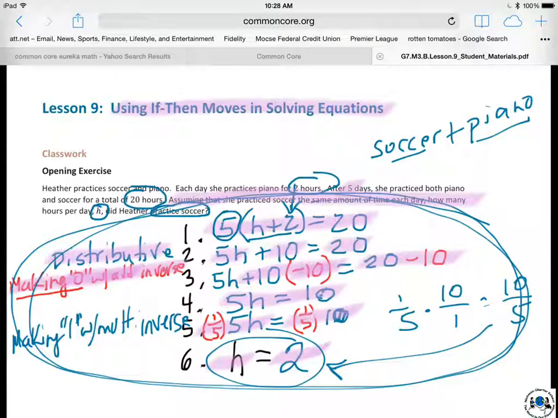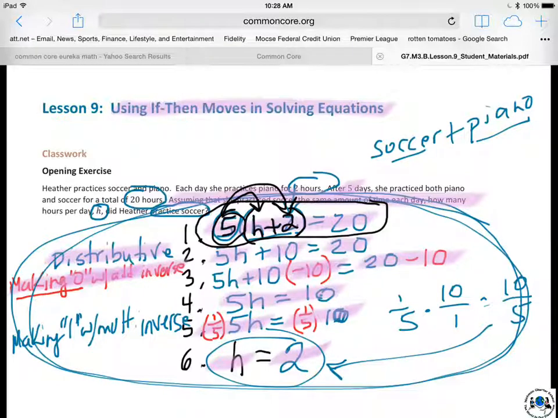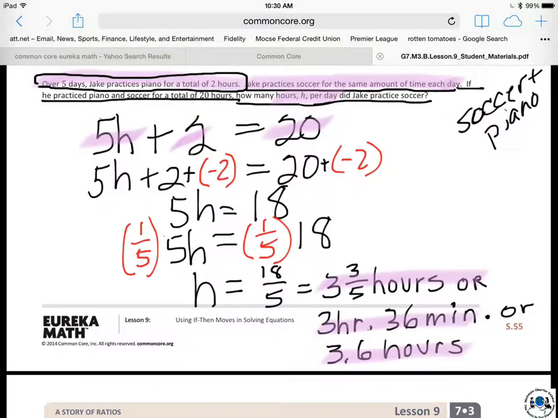Now, if you look at this one, look at how this one started out. It was 5 times H plus 2. So 5 was being multiplied by both of these, because you were taking the H, which was the soccer time, and the piano time together, adding those together, and then multiplying by 5, for the course of 5 days. Now, here he only practiced piano for a total of 2 hours, for the whole entire 5 days.